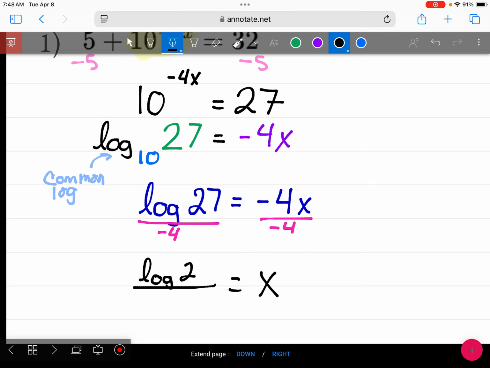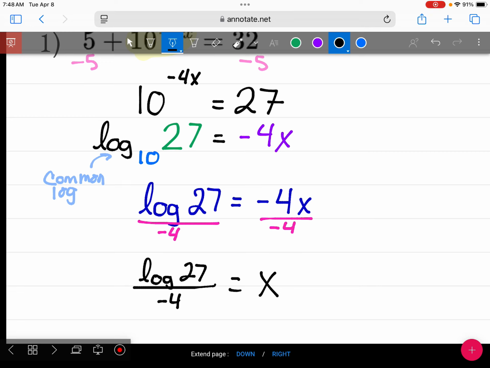Log of 27 over negative 4. This is what we call our exact answer, because this is the correctest it can be. Again, if I'm trying to go that far, I don't know what that is as an actual distance or unit of time or whatever we're looking at here. I don't know if that is 27 seconds or 5 hours or 12 years. I have no idea numerically what that is.